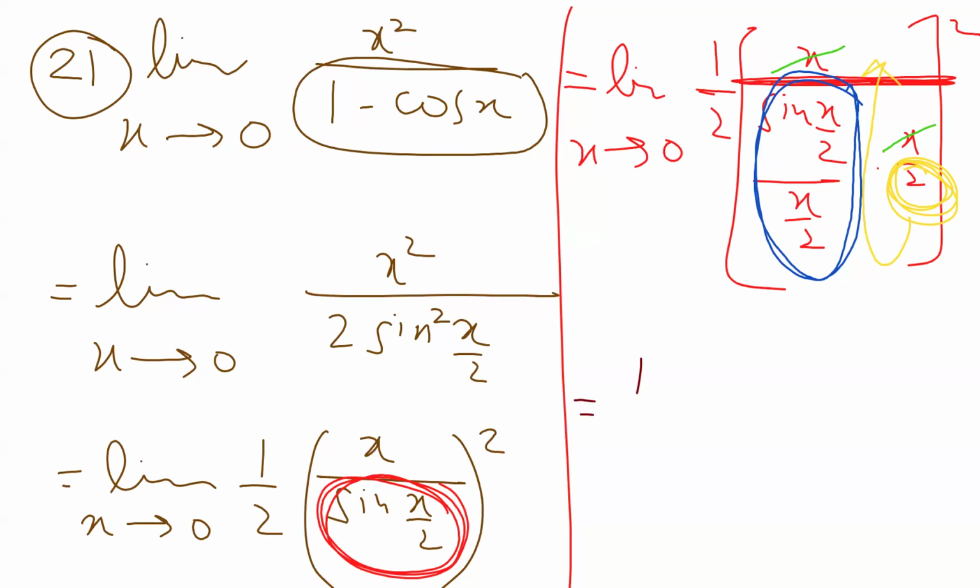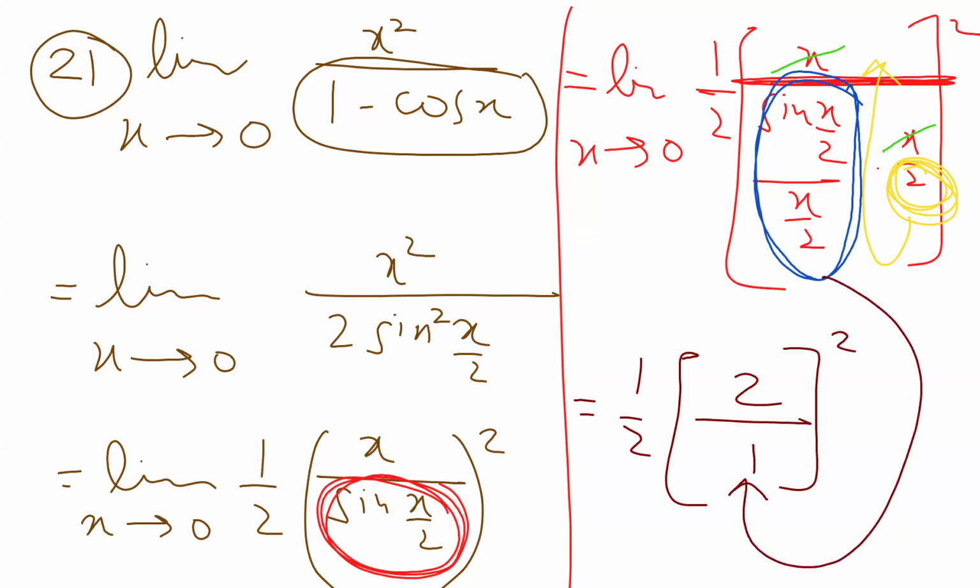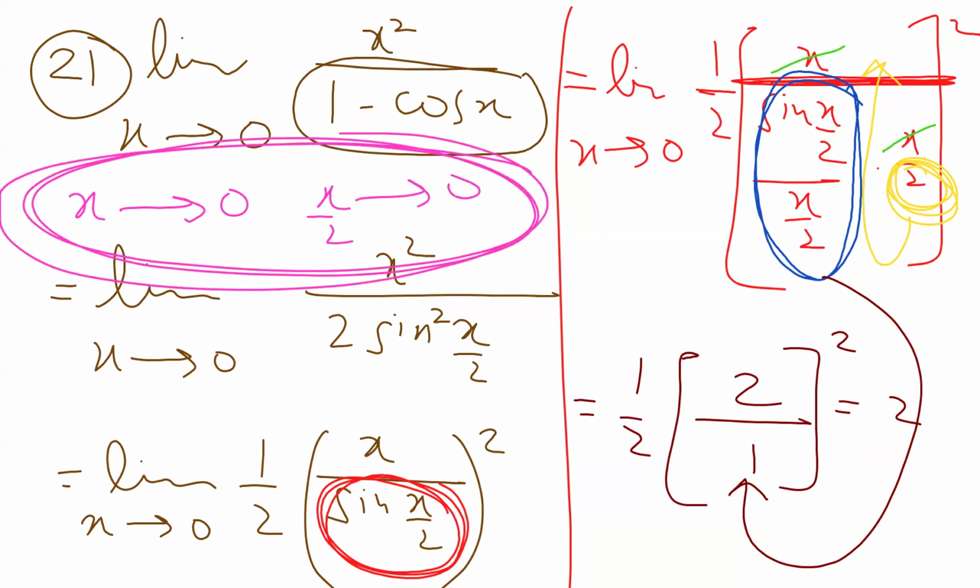Okay. So half within the bracket, 2 has gone up. This is 1 the whole square. So 4 upon 2, which is 2. Answer is 2. And you also have to mention as x approaches 0, x by 2 also approaches 0. This also you mention.